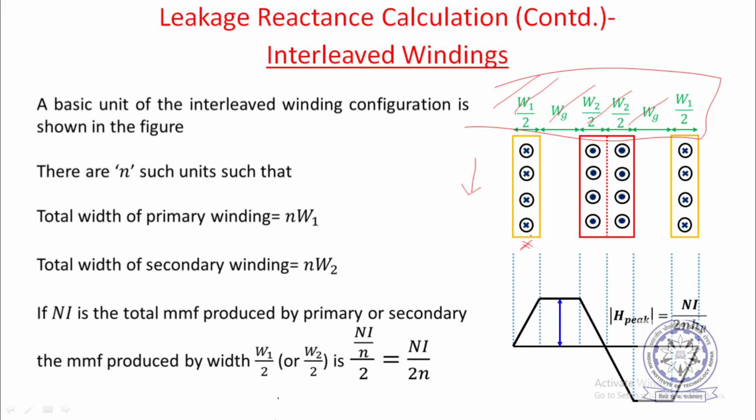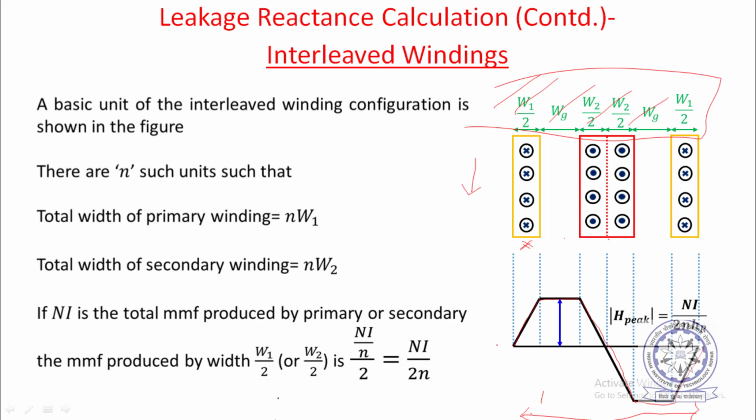So this is a cross symbol, and then you can see here the MMF increases linearly across the width W1 by 2. This is W1 by 2, and then it remains constant in the air gap, and then again it decreases, it becomes 0 at the middle portion because total W2 is the width, and then goes down, and then like this. So this is how the MMF wave is. This is one complete cycle of the MMF wave.